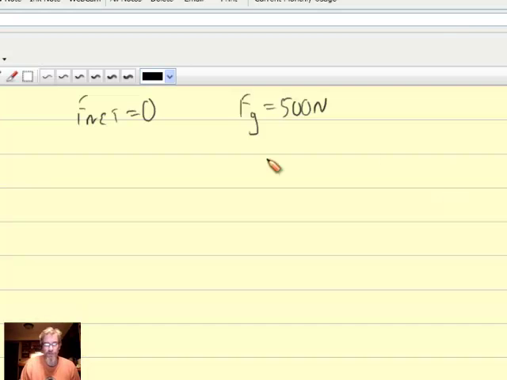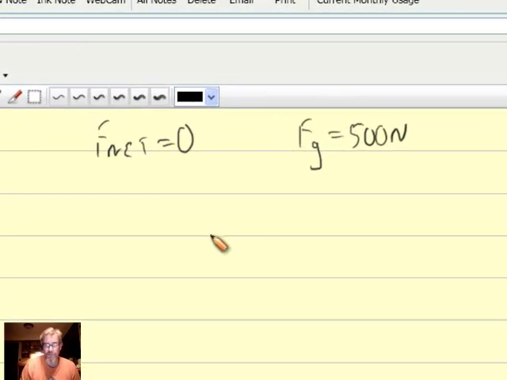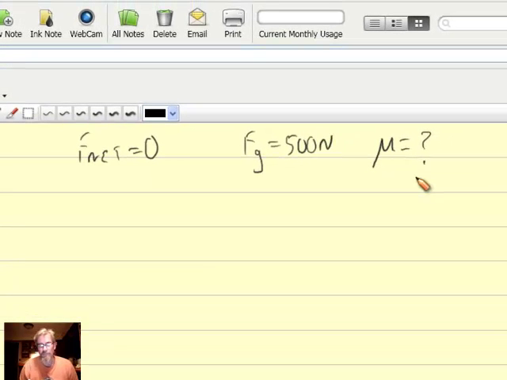Transferring over what we know from the previous slide, we know that the net force is 0. We know that the force due to gravity, or the weight, is 500 newtons. And we know, again, it's our objective to find mu. And mu is equal to the force of friction divided by the normal force.